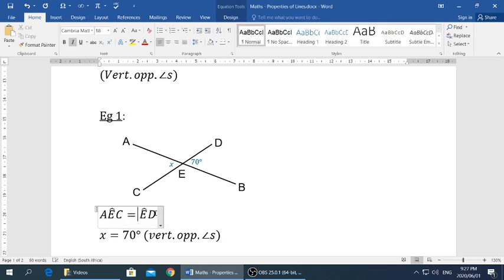Sorry, that should be BED. Better. Okay, so AEC equal each other and BED equal each other. In other words, X equals 70, vertically opposite angles. I could also say if there was an angle here and here, they also equal each other. So you basically look at the two sides of an X and you look at what's inside them. This side will equal this side, and this side will equal this side. Okay, that is how vertically opposite angles work.